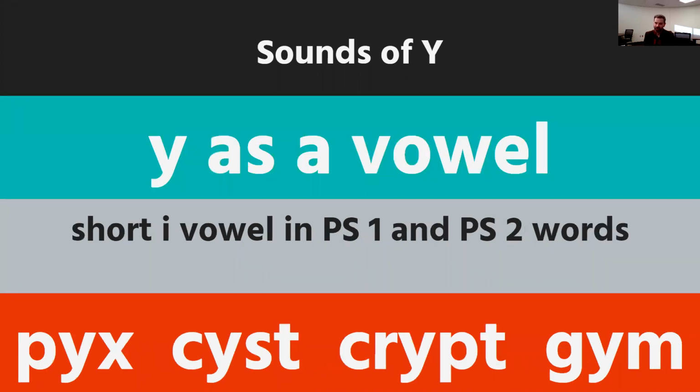Now Y can also function as a vowel, and it will usually function as a short I sound, the I sound, in phonetic skill 1 and 2 words. So when it has a guardian consonant, one or more guardian consonants following the Y, it makes that short I sound. And this is not surprising because if we have guardian consonants, we expect there to be a short vowel sound. And so Y makes the short I sound in words like pix, cyst, crip, gym.